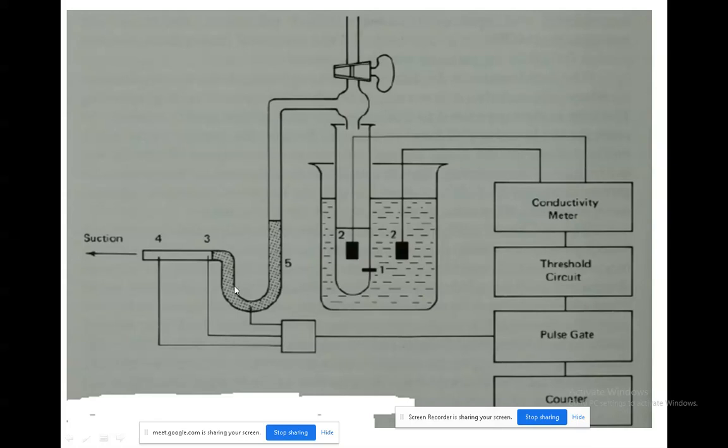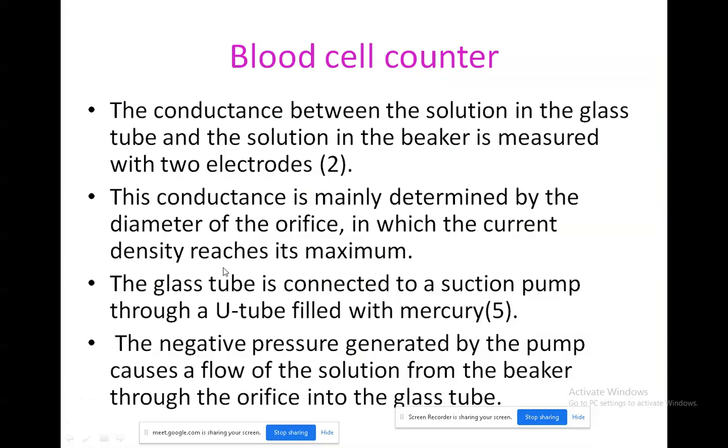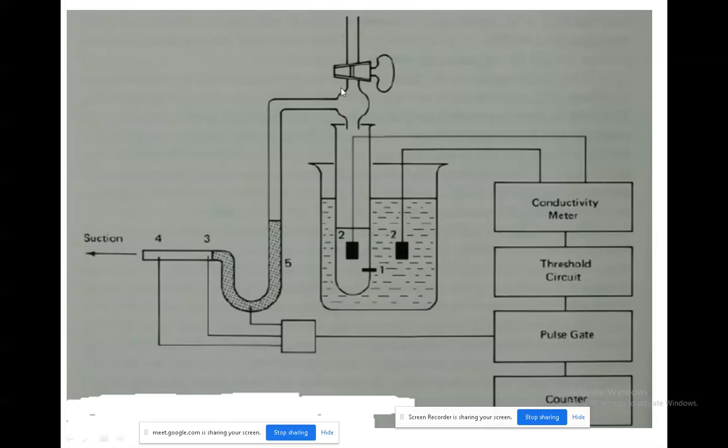This is the U-tube filled with mercury. This is mercury, and this is the orifice. Along with that, the same U-shaped glass tube is filled with mercury. The negative pressure generated by the pump causes a flow of the solution from the beaker through the orifice into the glass tube. So the negative pressure is applied through the pump, so that the beaker solution will flow through the orifice to the glass tube. So you are going to have a pressure so that the solution in the beaker will be moved to the glass tube through the orifice.